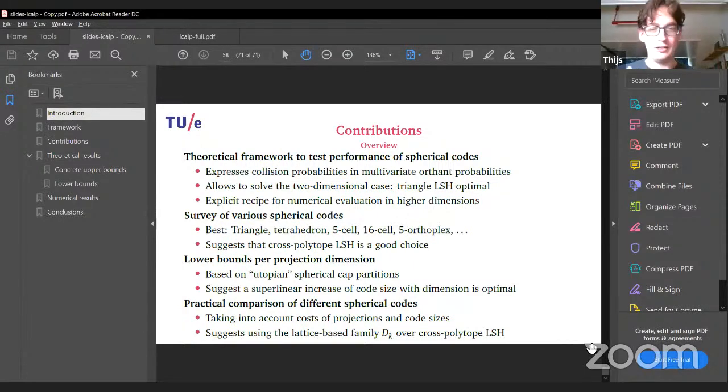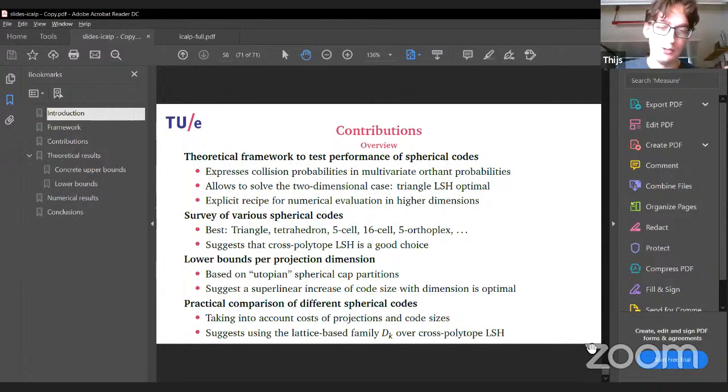It tells you exactly, given some kind of spherical code in a certain dimension, what the performance of this code is for the nearest neighbor problem. This also allowed us to solve the two-dimensional case explicitly. In the past, we've solved the one-dimensional case, and now we can show that if you want to use two-dimensional projections and partition them, then you should partition into 3 regions formed by a triangle. For high-dimensional projections, it already becomes too difficult to get exact expressions for the performance of such a code.